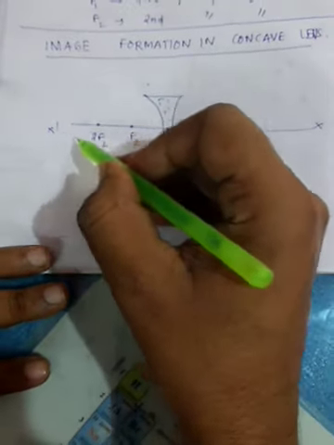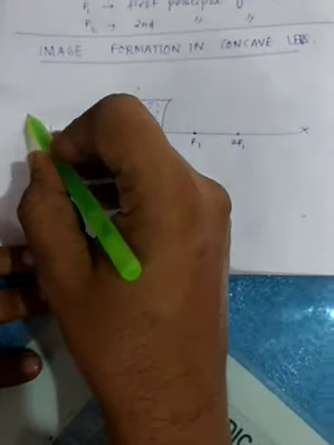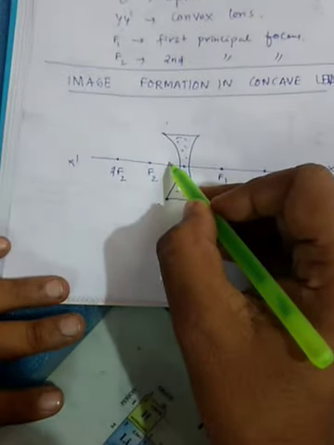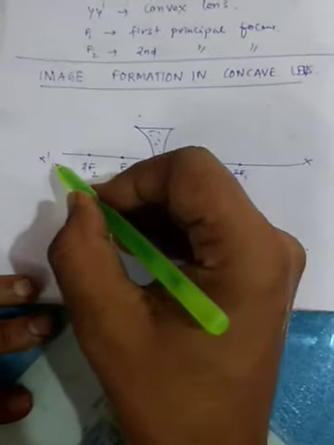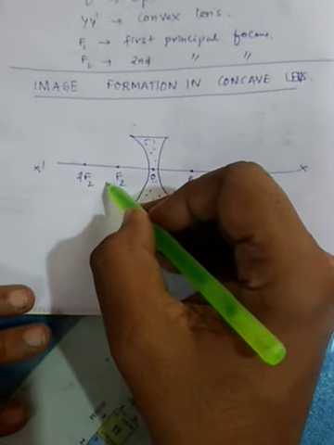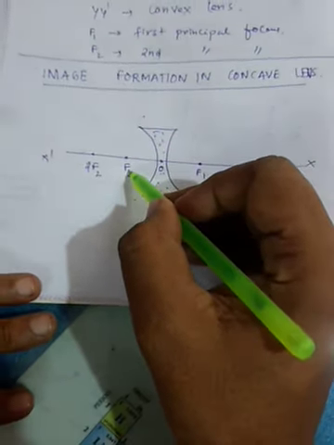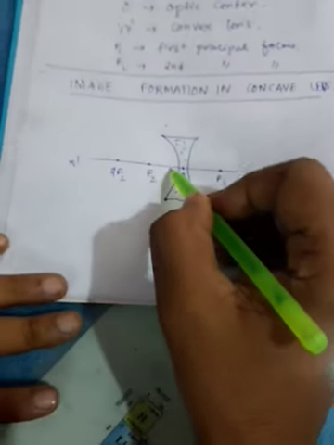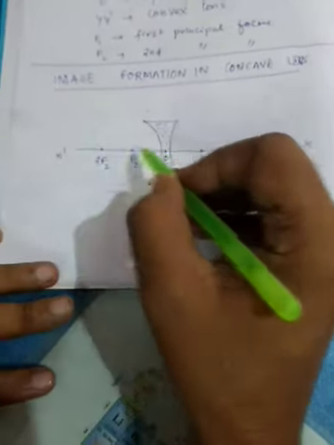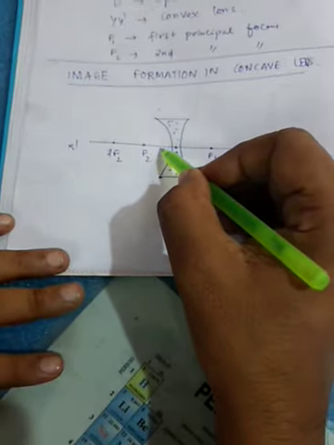Now we have to put the object on this side of the lens. There are only two positions: at infinity and very near in front of the lens. But in the case of a convex lens, there are 6 positions for keeping the object. Here F2 is not meant for the object. So there are only two possibilities: at infinity, and in front of the lens.